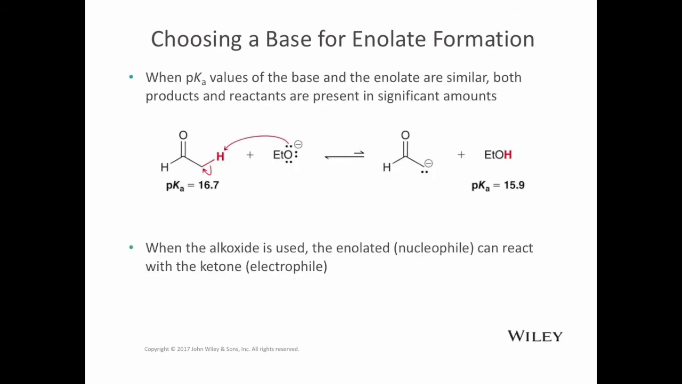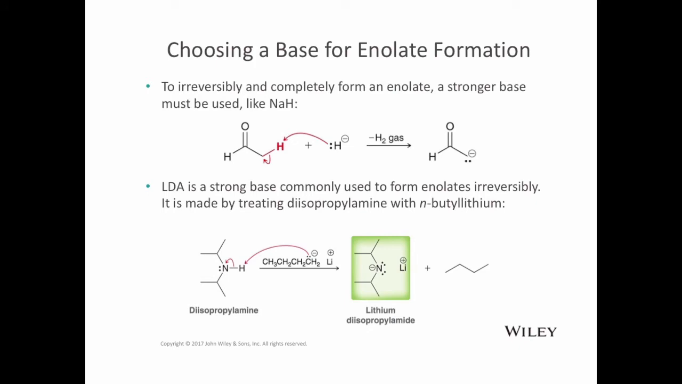When the pKa values of the base's conjugate acid and the starting material are similar, so here for this aldehyde, the pKa of the alpha proton is 16.7, and the pKa of the conjugate acid of the base is 15.9. So those are similar. When the pKa values are similar, then both the starting material and the products will be present in significant amounts. If you want to irreversibly and completely form an enolate, then you need to use a strong base such as a hydride or LDA, also known as lithium diisopropylamide.